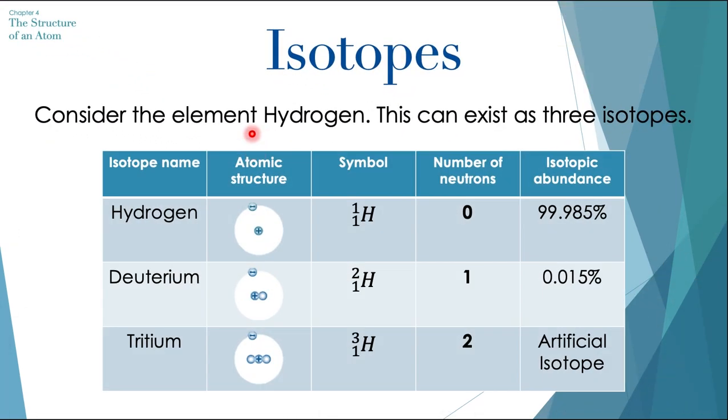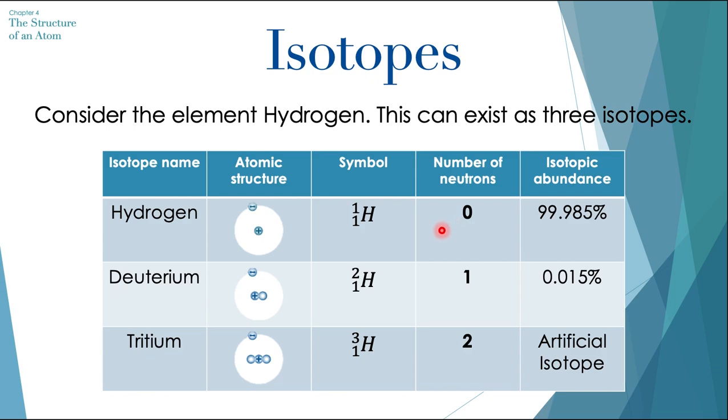This can exist as 3 isotopes. First is the hydrogen, which is the normal one. The second is the deuterium, and the third is the tritium. So the difference between all of these atoms or isotopes is that they have a different number of neutrons. You can see the symbols of the 3 of these. They are represented by a capital H, as you can see. But the only difference between them is that the nucleon number is changing. Hydrogen has a nucleon number of 1, deuterium has a nucleon number of 2, and tritium has a nucleon number of 3. And so, when we subtract the proton number from the nucleon number, we'll get the number of neutrons.